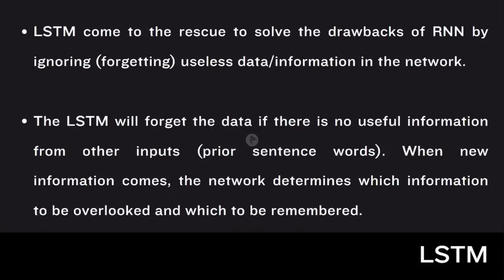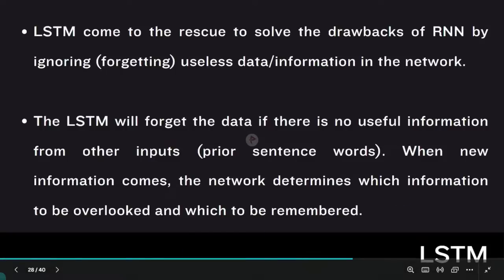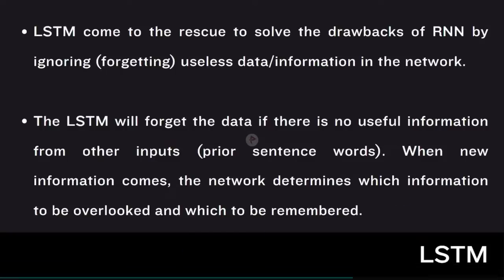So what we are going to do is adjust it in a way that this LSTM is an RNN which is designed to forget useless data and keep only the necessary information in the network. And how will we do it? We will follow some architecture to achieve it. The LSTM will forget the data if there is no useful information from other inputs, which is the prior sentence words. And when new information comes, the network determines which information to overlook and which to remember. So this is decided by the LSTM architecture.